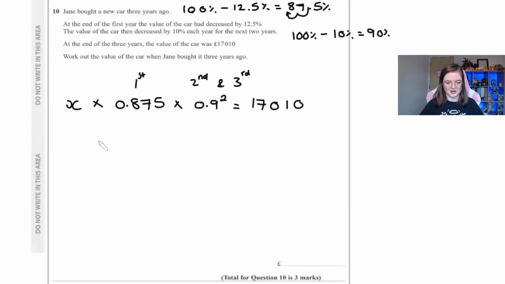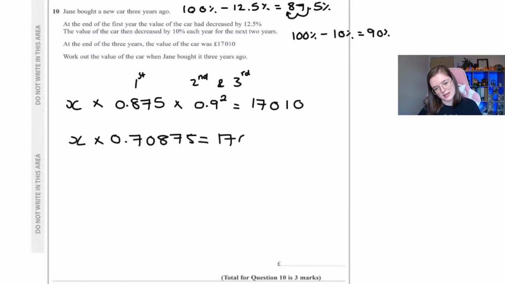Then if I neaten this up a bit, I'm going to do 0.875 times 0.9 squared. Getting probably a really nasty number, I do indeed. X times then, if I times these two together, 0.70875 equals 17,010.